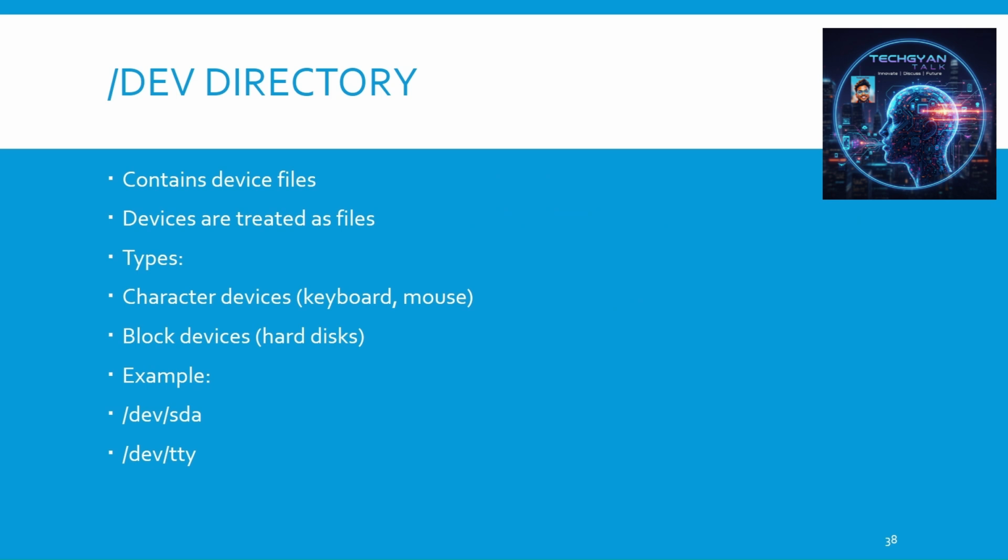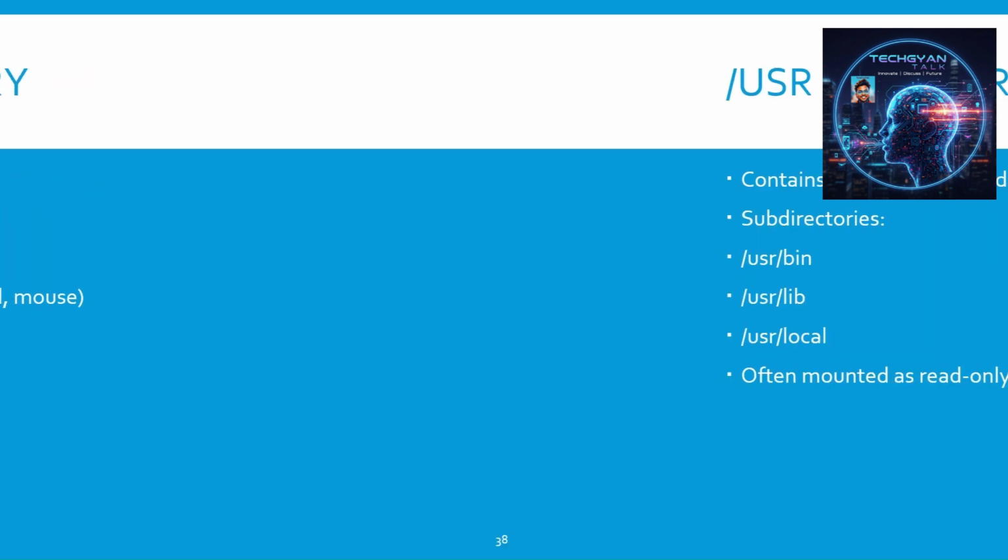The /dev directory contains device files. Devices are treated as files. Types are character devices, like keyboard and mouse, and block devices, like hard disks. Examples: /dev/sda, /dev/tty.